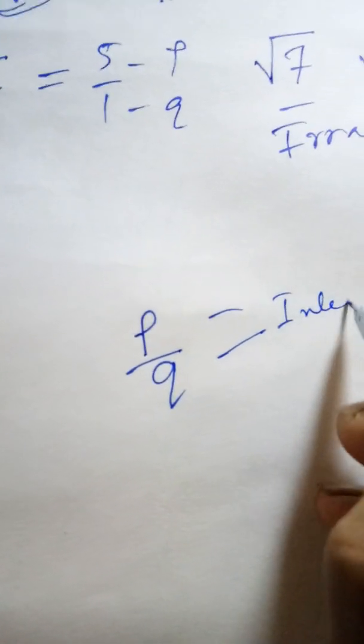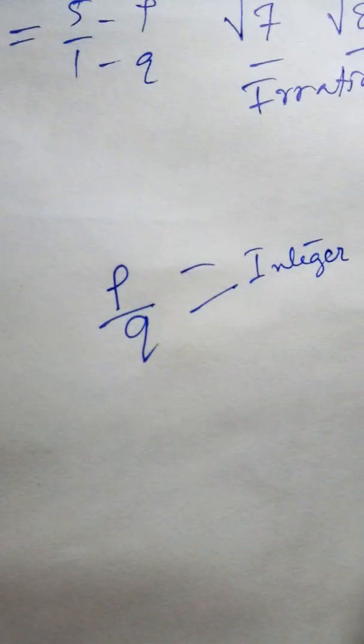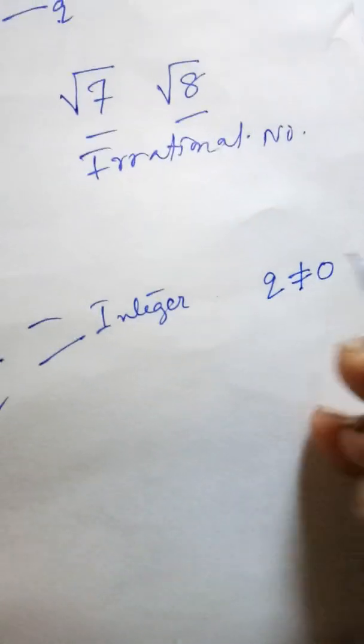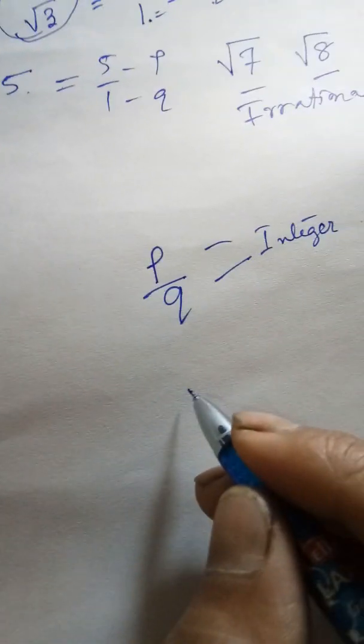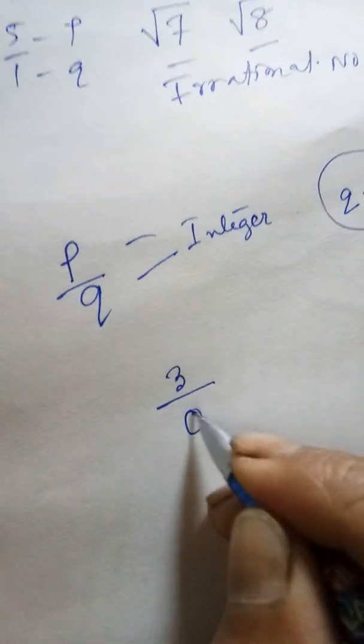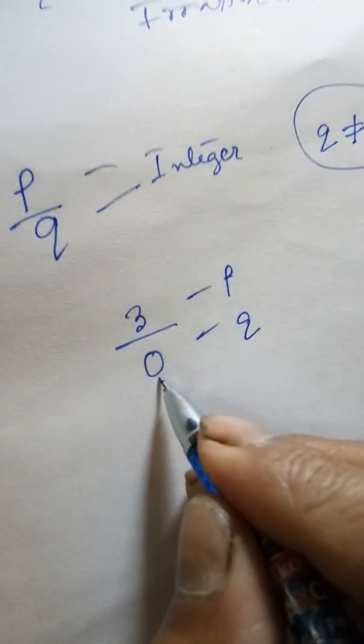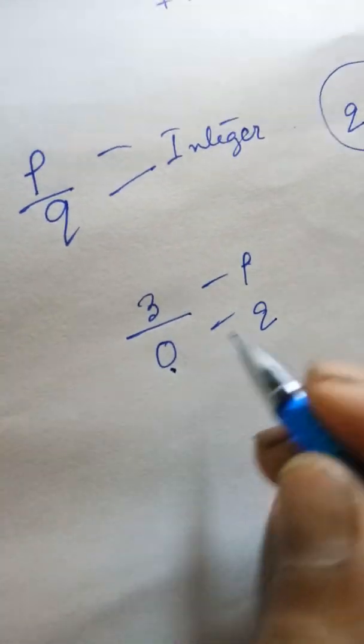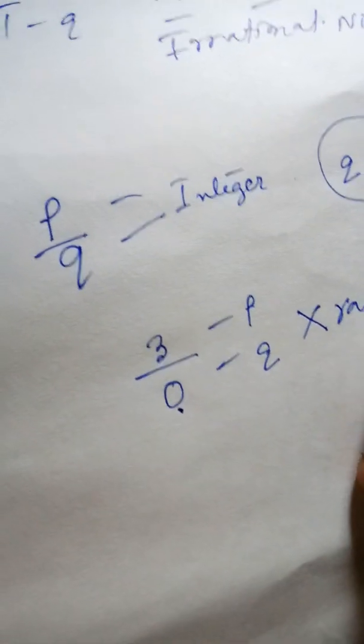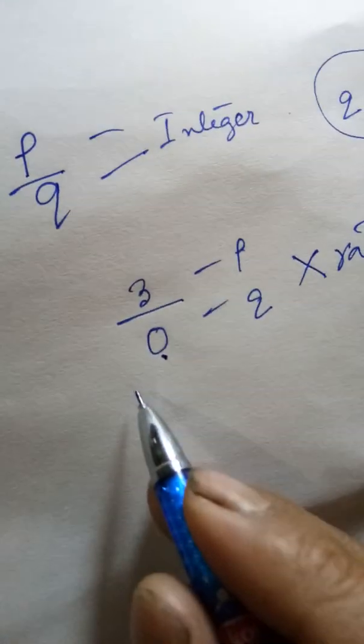So I'll conclude that a rational number means any number which can be expressed in the form of p by q, where p and q should be integers, and the q value must not be equal to 0. The reason is that for a number like 3 by 0, here q value is equal to 0, so it will not be a rational number, because this number is not defined.